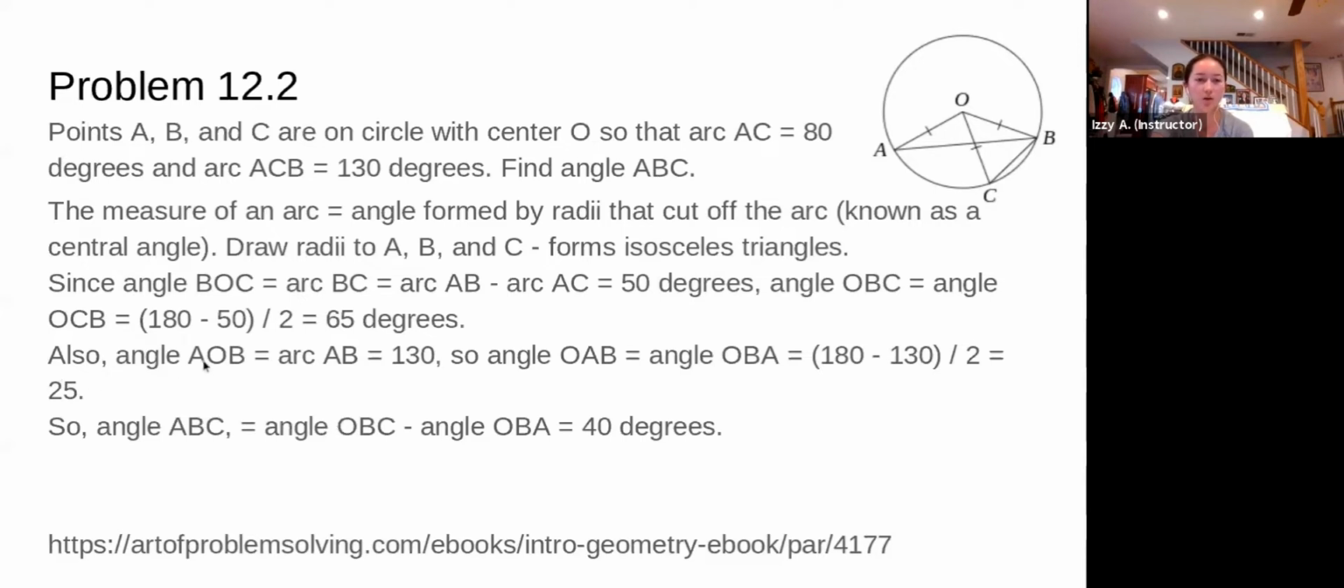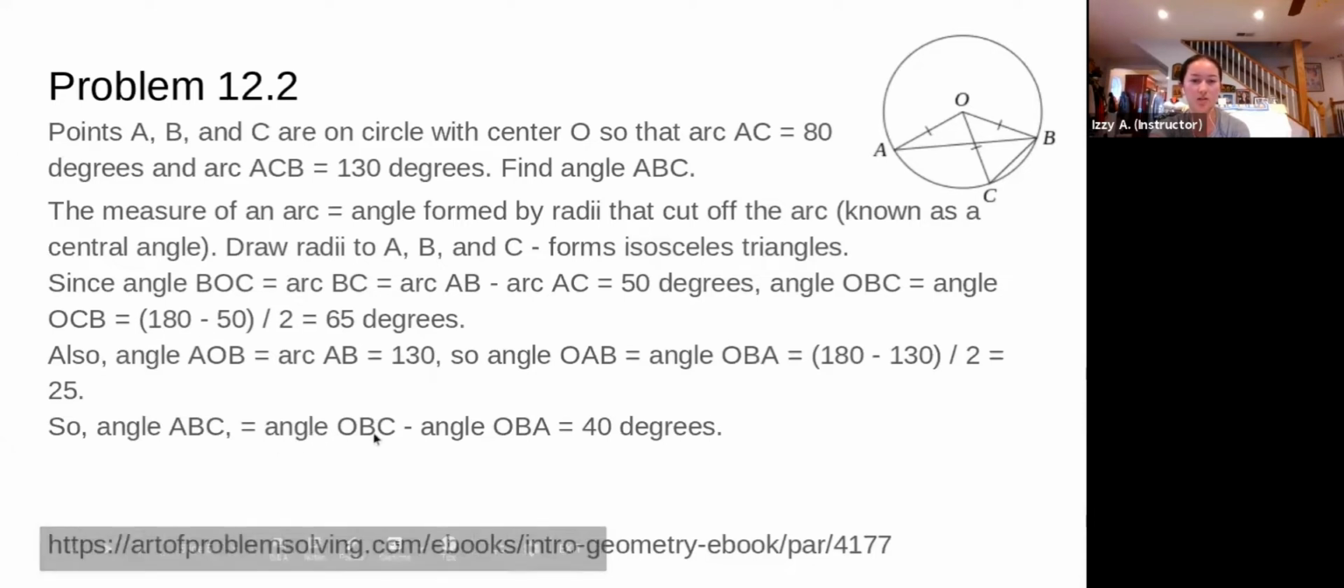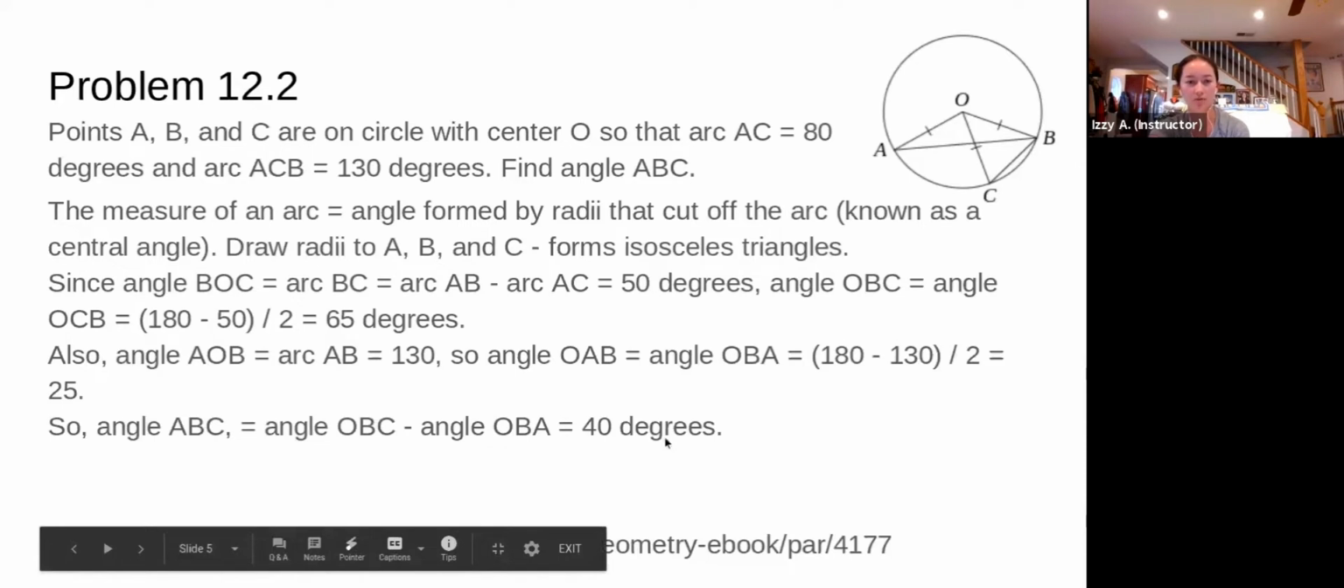Also, angle AOB would be equal to arc AB, and that would be 130 degrees. So then angle OAB is going to be equal to angle OBA, which is 180 minus 130 divided by 2, and that's going to be equal to 25. So then angle ABC is going to be equal to angle OBC minus angle OBA, and you plug in values that you figured out previously, and you would get 40 degrees.